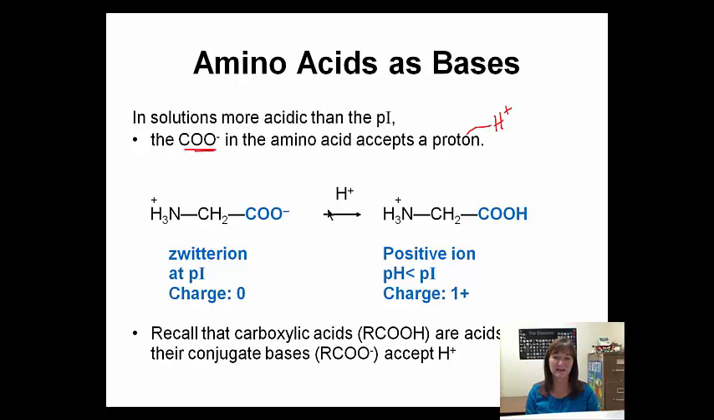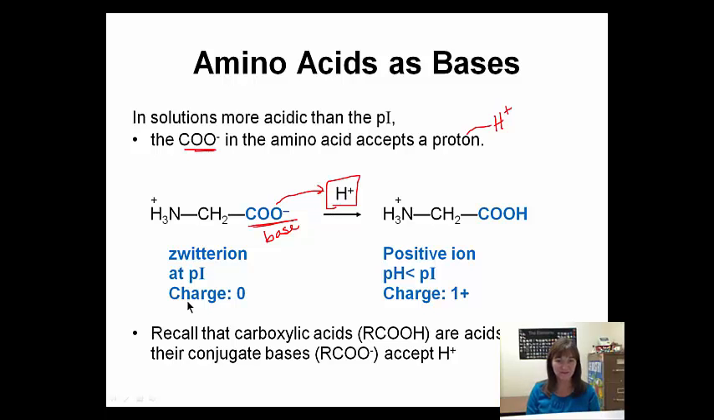So here is my symbolism for adding an acid. Which part of my Zwitterion is going to bond to this H+? That is going to be this group. So this conjugate base of the carboxylic acid is going to accept the hydrogen ion from the acid.